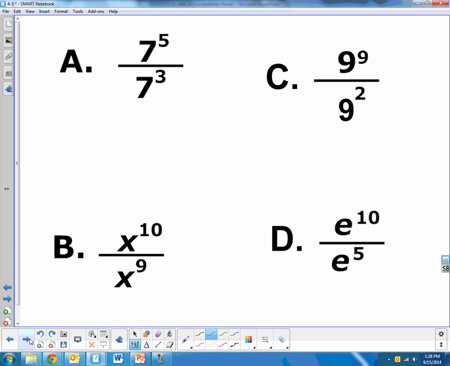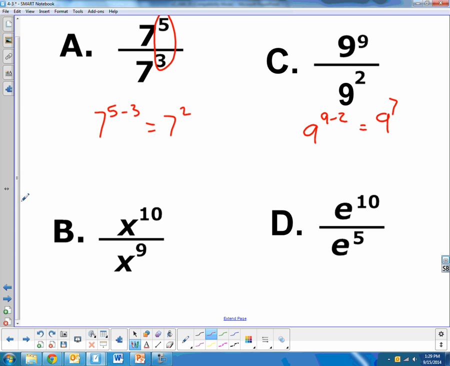Okay, take a minute, pause it, try these 4 on your own. Assume you paused it and tried it on your own. Again, if we use our algorithm, we should have 7 to the 5th minus 3, because we're subtracting these exponents away from each other. We get 7 to the 2nd power. The next one, I'm going to go to C, sorry, C, 9 to the 9th divided by 9 to the 2nd. So again, if I follow my algorithm, I'm going to subtract: 9 to the 7th power.